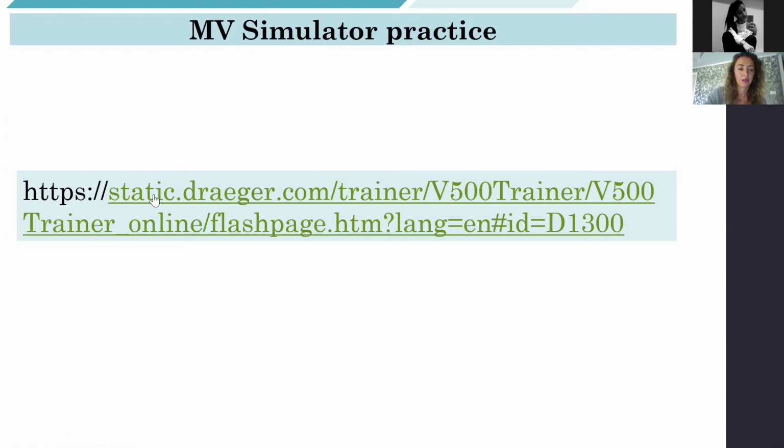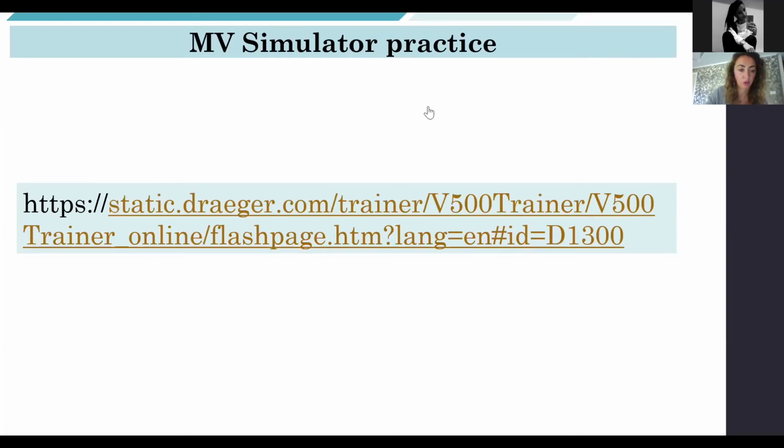In this slide, I'm showing you some website. This is the website where you can practice mechanical ventilation by yourself. It's the Draeger Evita mechanical ventilator. And if Michelle likes, now we can switch to my screen share, and I can show you how this works. I will stop my screen so you could share yours.